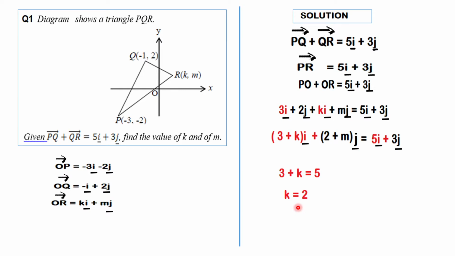And do the same thing for vector j. Compare the j vector, therefore you'll get one more equation: 2 plus M equals 3. Therefore M equals 1. So this is how you can solve this question.